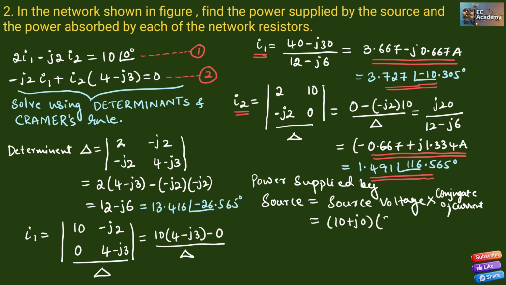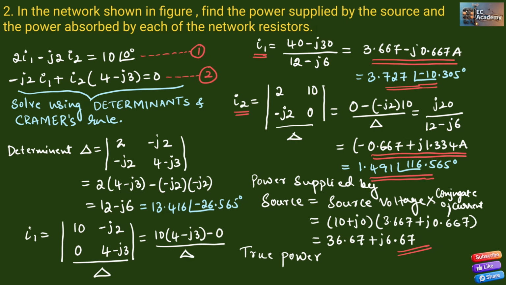So we can use that value. So it will be 10 plus j0 multiplied by 3.667 plus j0.667. So if you multiply using the calculator, you will get this as 36.67 plus j6.67. So this is the complex power. The real power supplied by the source will be the real part of this value. So the true power or real power supplied by the source will be equal to 36.67 watt. So 36.67 watt is the true power supplied by the source.